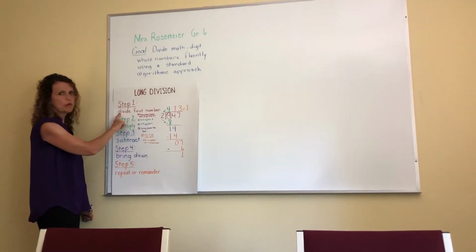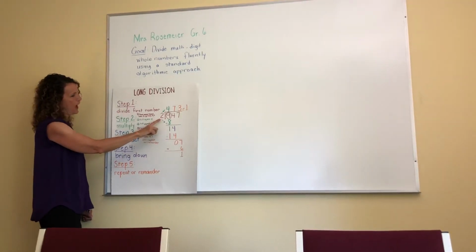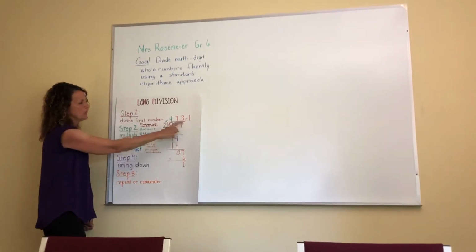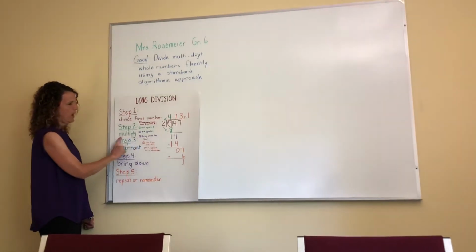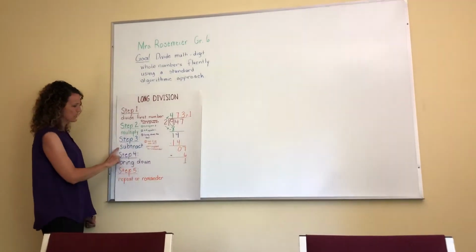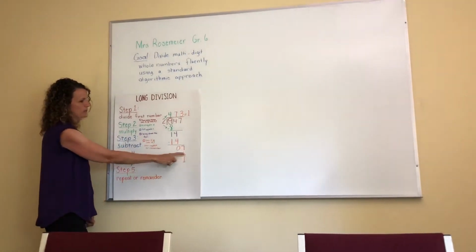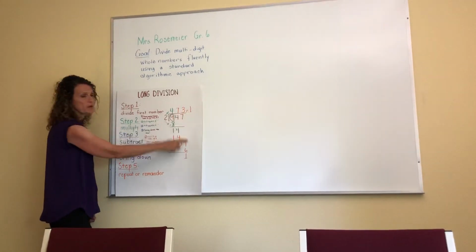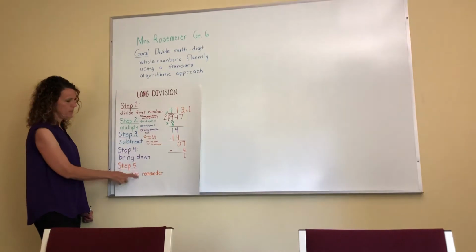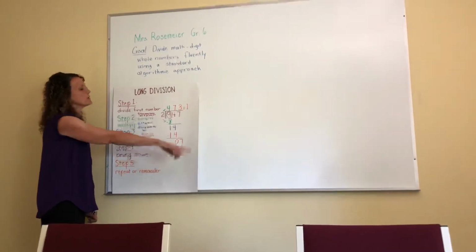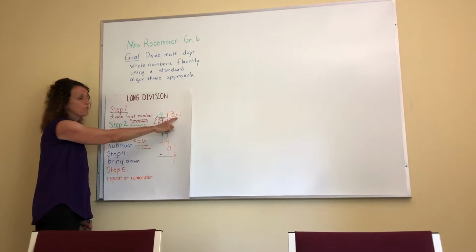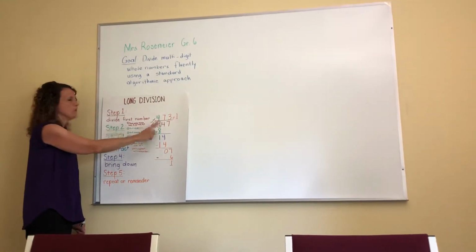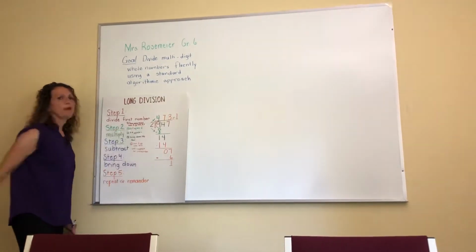Step 1, one more time, we're going to divide 2 into 7. If I do that, I get 3. 3 times 2, step 2 is multiply, is 6. Subtract is step 3. So 7 minus 6 is 1. Step 4 is bring down. Nothing else to bring down. Step 5 is repeat or remainder. I have a 1 left over, so we're going to put an R for remainder and then 1. So the quotient, or the answer to our problem, is 473, remainder 1.